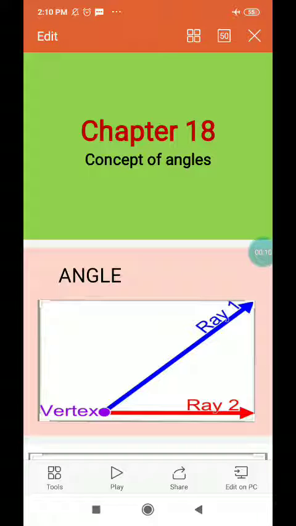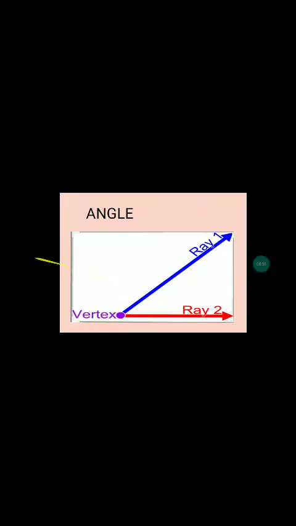For that, we have already studied line segment, line and ray. So when we say that the joining of two lines, or two line segments, or two rays forms an angle, that is called an angle. So how? Let's see here.